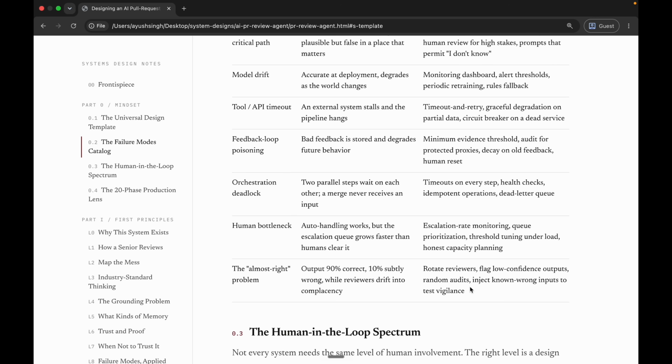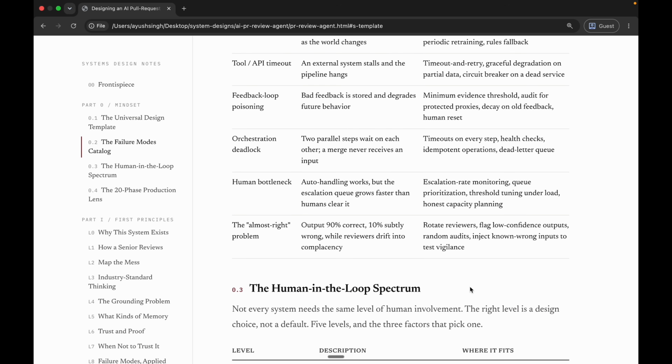And the other one is the almost right problem. Most of the time I feel your agent is almost right, which means 90% correct, but 10% subtly wrong. So we want to flag the low confidence output. We want to do random audits, maybe every 2 days, every 3 days on our system. We should be able to rotate our reviewers. For example, we should be changing our models in general. We should also be checking with wrong inputs. We should be able to check with new data, new inputs, to see whether it is really performing well or not, and then test how well it is performing, right? So these were a few failure modes, and we'll discuss them in detail once we talk about our system.